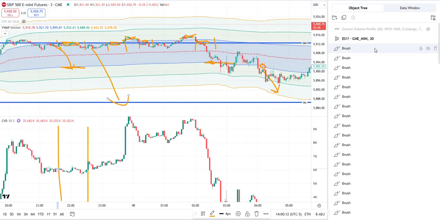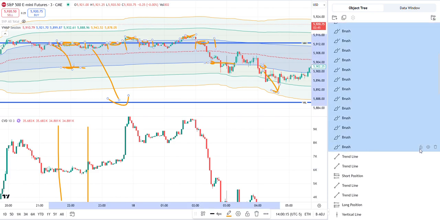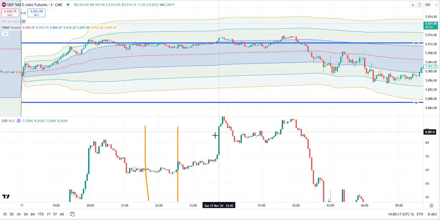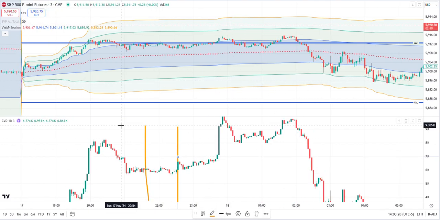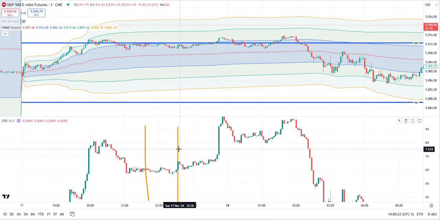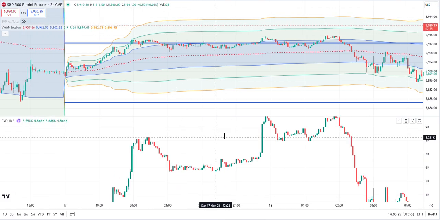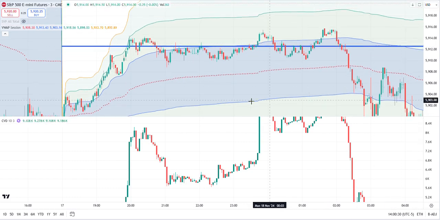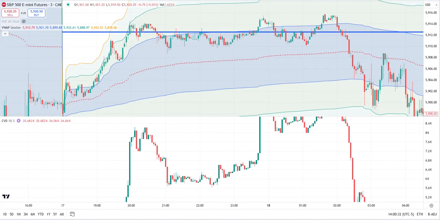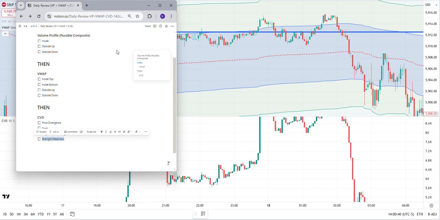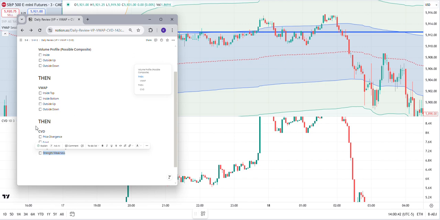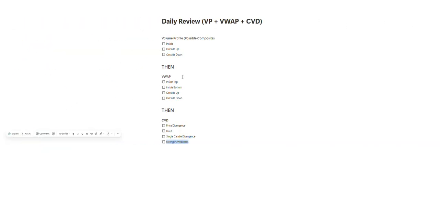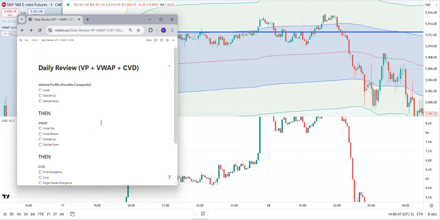Let's remove all of this again. Let's remove that as well. Delete, delete, delete. Inside this area, we're looking for divergence. Let me bring that back up. Why is it not doing anything? Yeah, there we go.